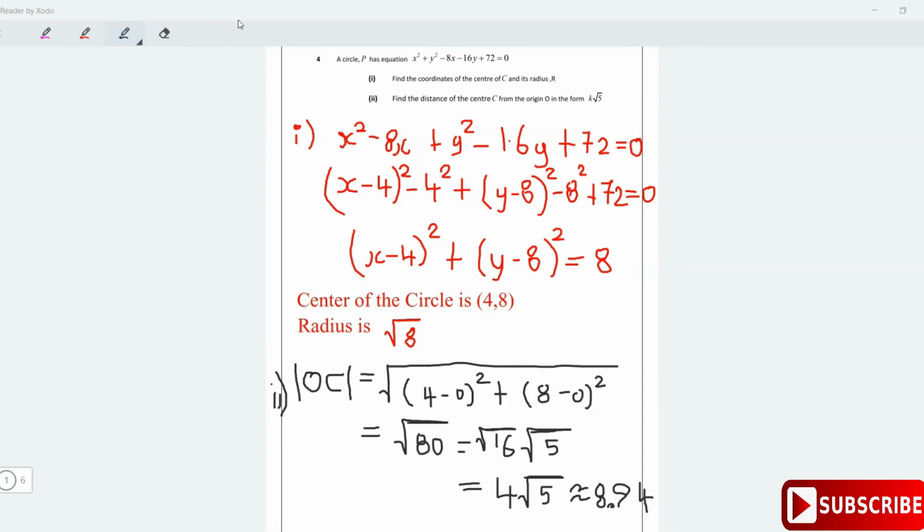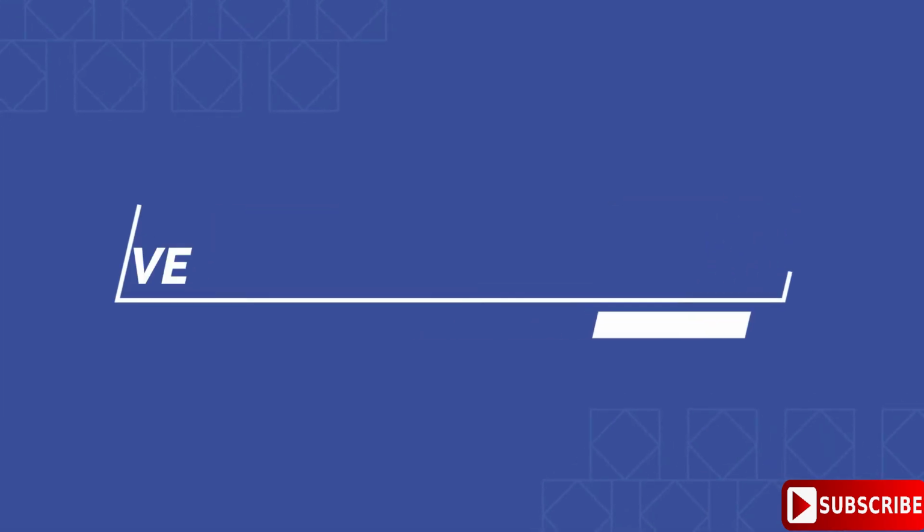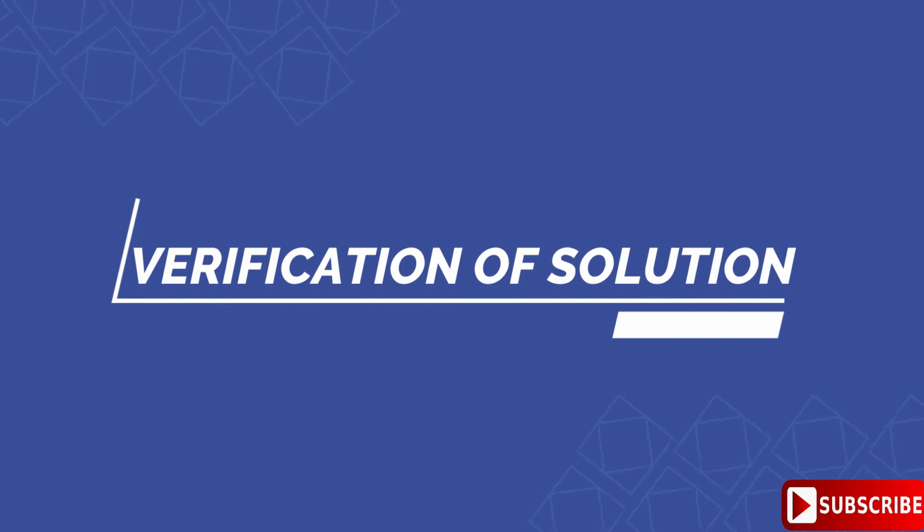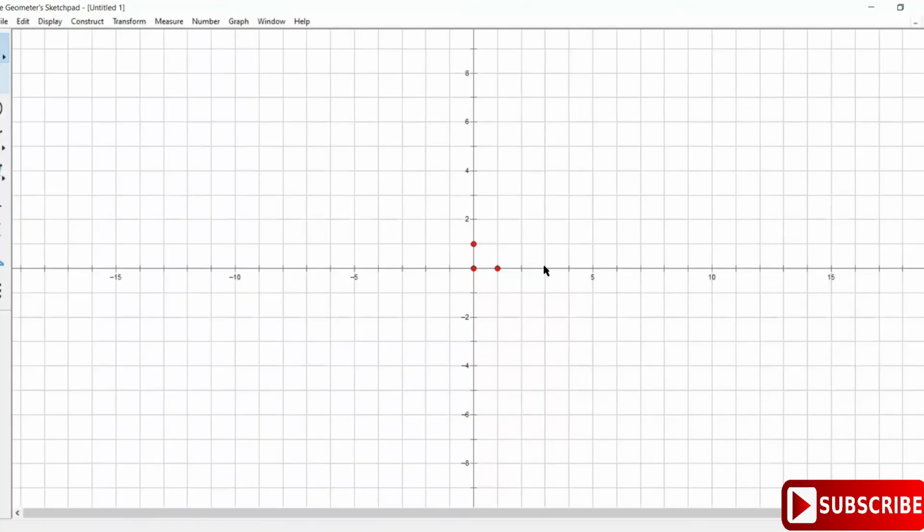So here's a graph, we're going to sketch the circle. The circle had center 4, 8. This is 4, 4, 8, that was the center of the circle. And it had a radius of root 8, all right. It had a radius of root 8.